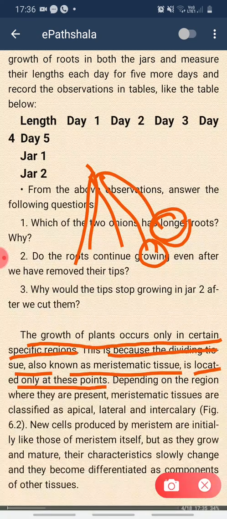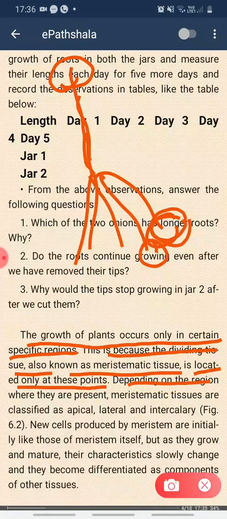So we can call those cells together meristematic tissues. A group of cells together forms a tissue. So we can call this type of tissue present in the roots the meristematic tissue. Now these meristematic tissues are not only present in the root tips, they are also present in the shoot tips, like as the stem grows, it keeps on growing, right. So there is something present at the shoot tip also that will increase the length of the stem.